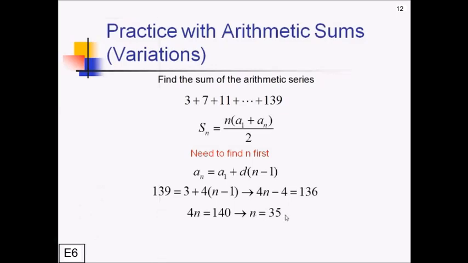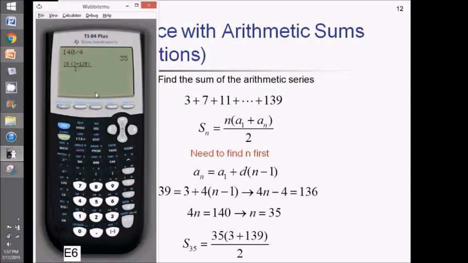Now I have enough information to plug it in my original formula. Feel free to pause the video and do the honors there. All right, so I've got 35 times (3 plus 139) all over 2. Calculator time. And let's see what this comes out to. 2,485.